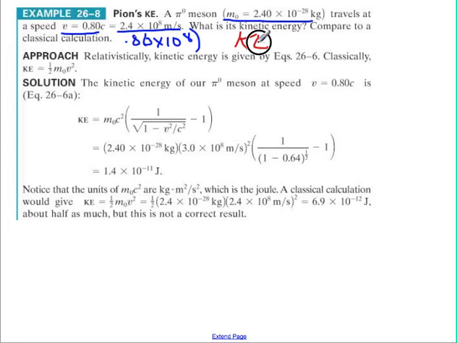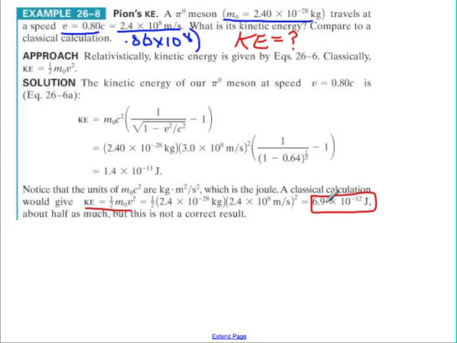So let's write down what we're trying to do. And we'll do it with the relativistic equation right here, but then we'll also do it with just the classical equation. In fact, let's do it with the classical equation first. So half mv squared, right? That's the kinetic energy of something. So we go half the mass, which they gave us, times the velocity squared, and we get this many joules.